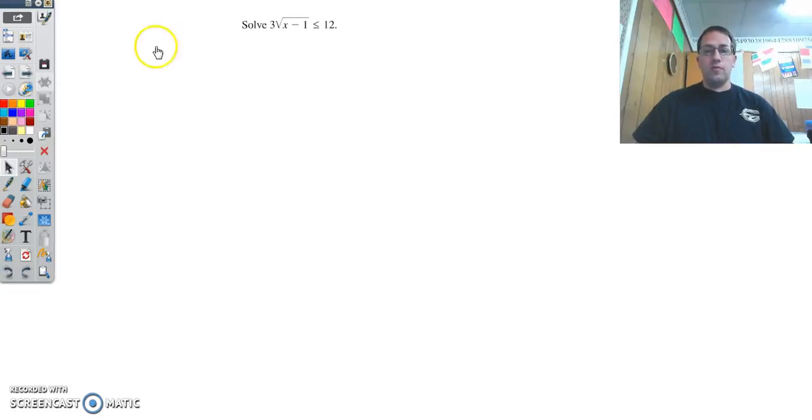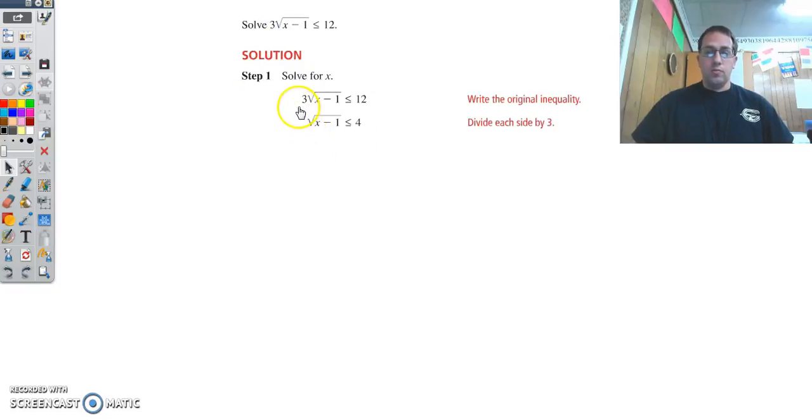So here we want to solve 3 square roots of x minus 1 is less than or equal to 12. We'd solve this the same way we'd solve anything else. Step 1, since this is a radical, we need to isolate the radical, so that 3's got to go away, right? So we would divide both sides by 3. Then we need to get rid of the square root, so we're going to square both sides. So we have x minus 1 is less than or equal to 16. Got to move that 1 over, so we add that to both sides. And we have x is less than or equal to 17.